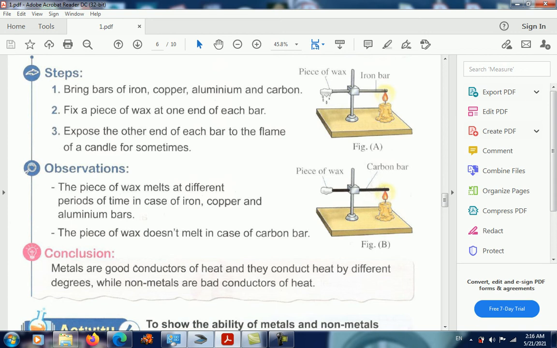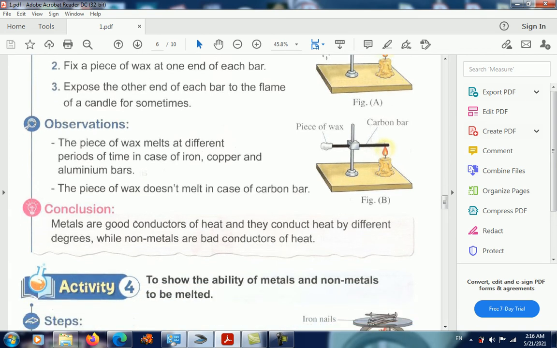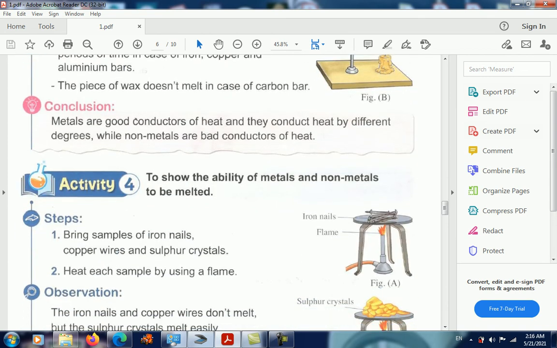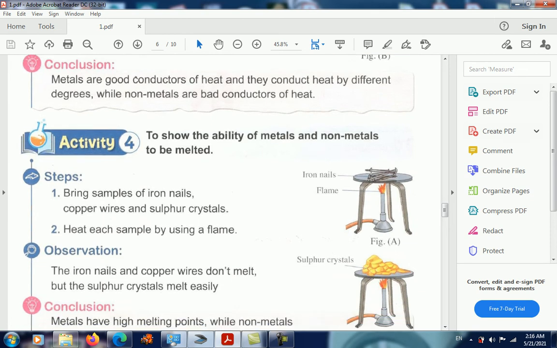What will happen? The observations: the piece of wax melts at different periods of time in the case of iron, copper and aluminium bars. The piece of wax does not melt in the case of carbon bars. So what do we conclude from that? The conclusion is that metals are good conductors of heat and they conduct heat by different degrees, while non-metals are bad conductors of heat. They don't conduct heat at all.